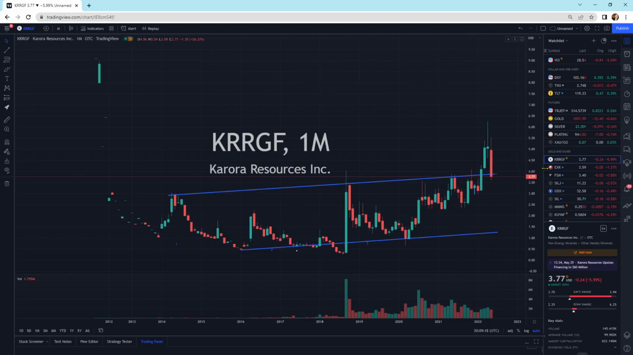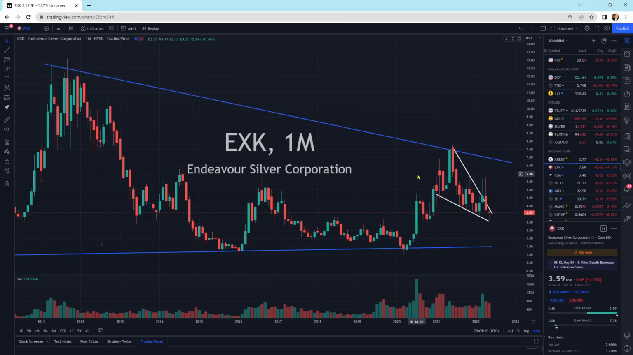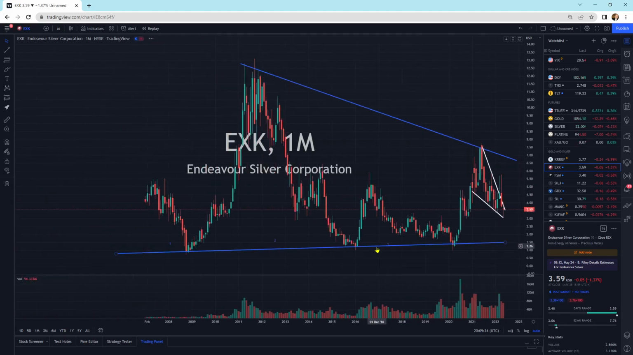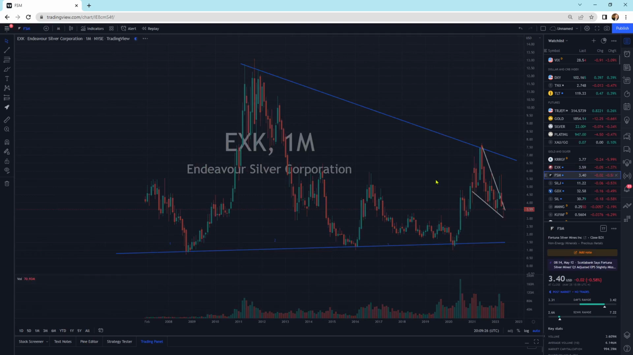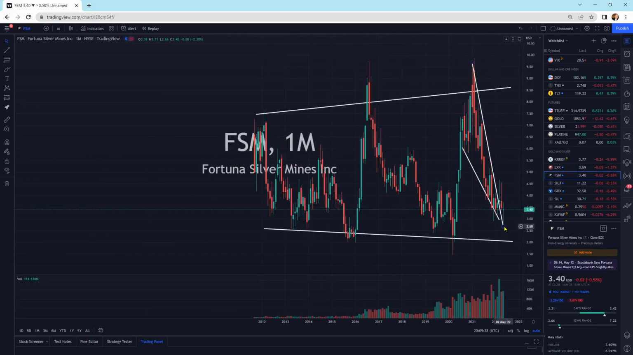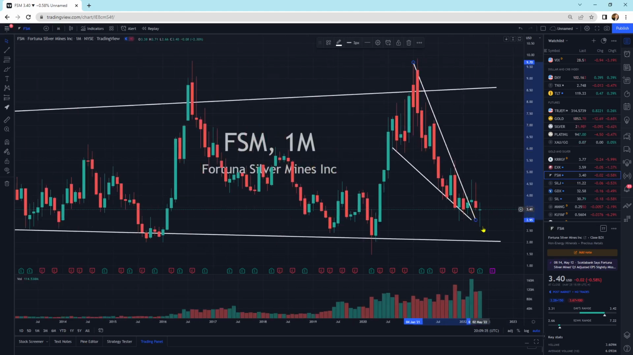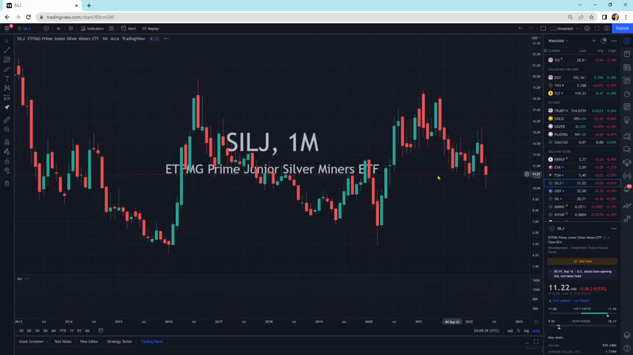Still looks good right where it's at. EXK, a declining wedge that we're still forming in a big picture view. FSM, another one that had a huge declining wedge pattern. We've broken out of that, and we're just putting wicks on big monthly candlesticks. So I think eventually we'll work our way higher here at any point.